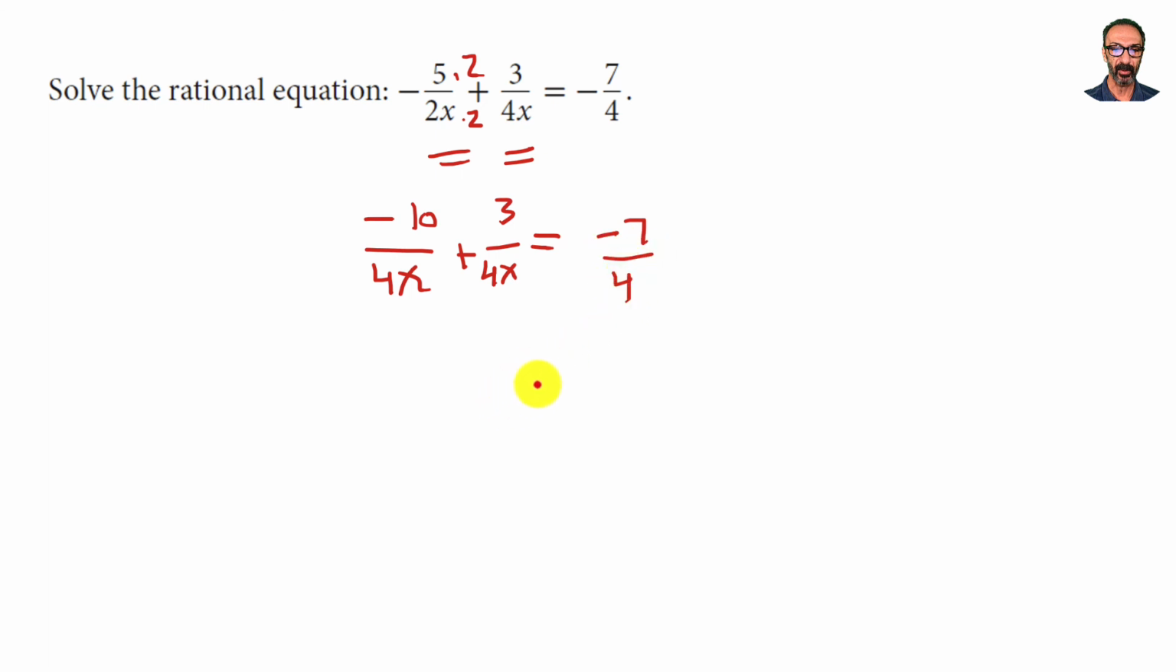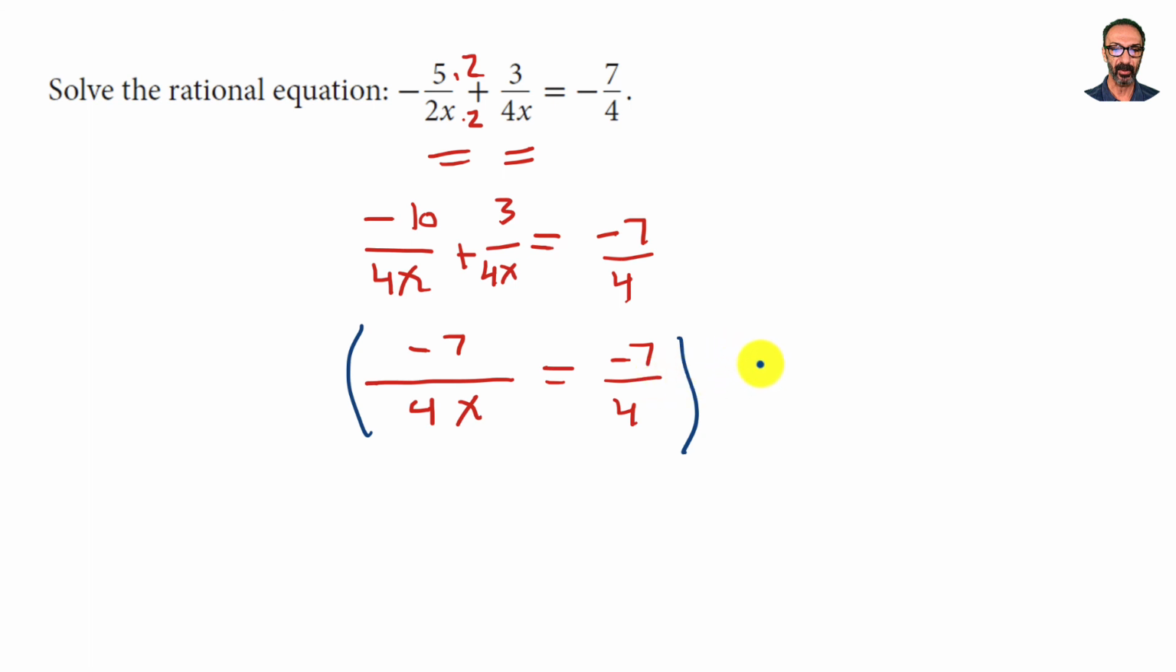I'll keep it. You know how to add fractions with the same denominator, so I'm going to just make it one denominator, one fraction bar. Minus 10 plus 3 is negative 7. And here, negative 7 over 4. You could flip them. You could multiply both sides by negative.